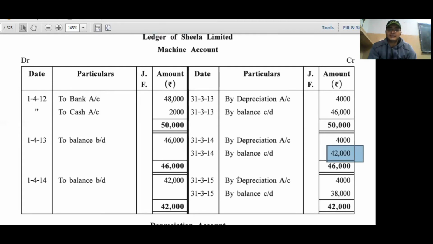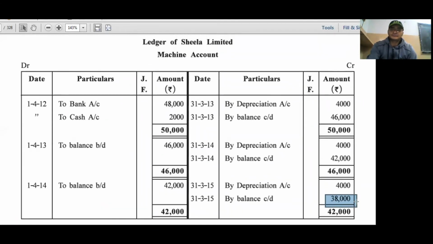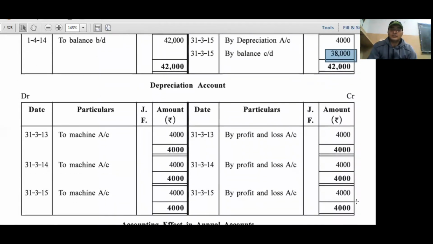Now this second year closing balance becomes the opening balance for third year, 42,000, out of which if I am deducting 4,000 as depreciation, my final answer is 38,000. This is called closing balance for the third year. This is the machinery account. Every time we have to prepare machinery account like this: date, particular, JF, amount, again date, particular, JF, amount. JF stands for journal folio number. Got it?